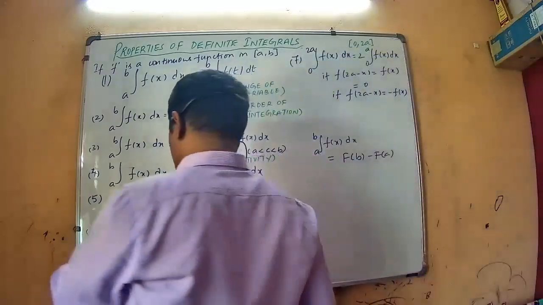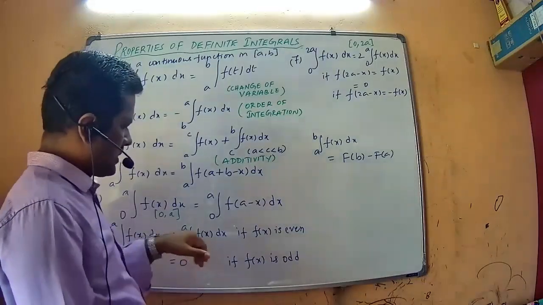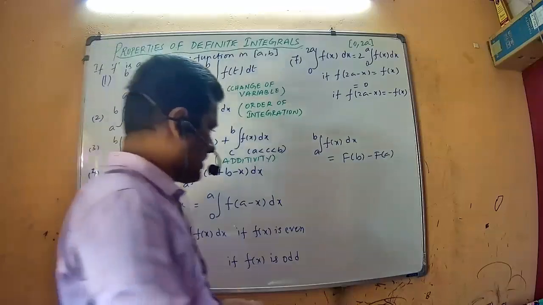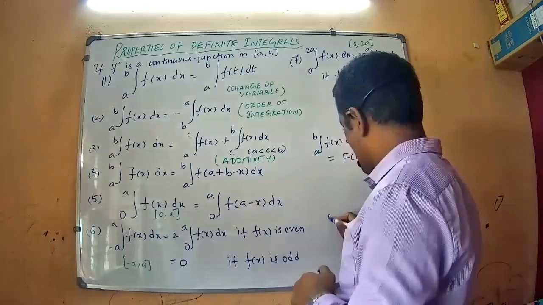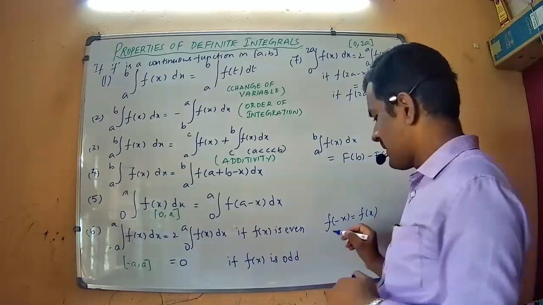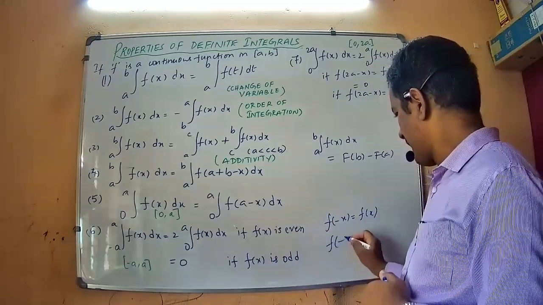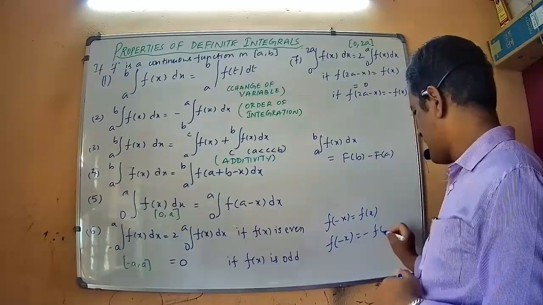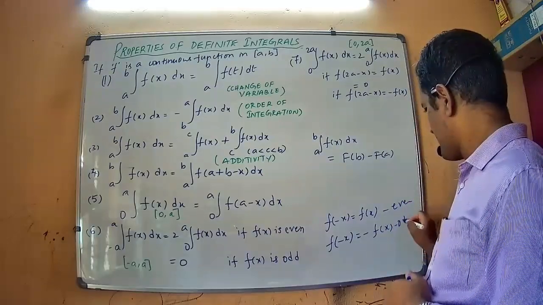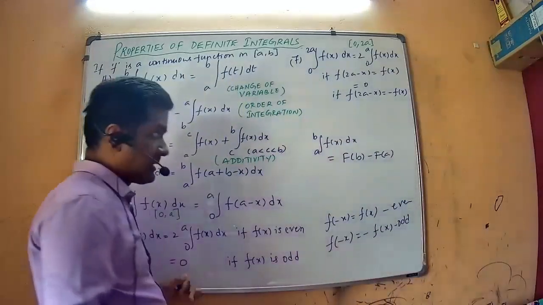Now, the sixth one is the integral from minus a to a of f of x dx, which is 2 times the integral from 0 to a of f of x dx, when f of x is even. What is an even function? If you are able to write f of minus x as f of x, I say the function is even. If you are able to write f of minus x as minus f of x, then we can say the function is odd. So if it is odd, the value of the integral is 0.